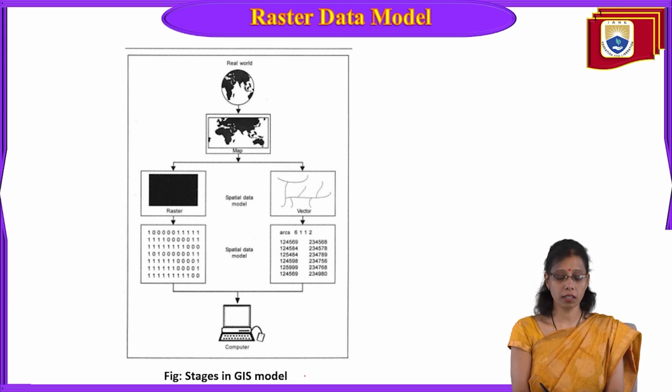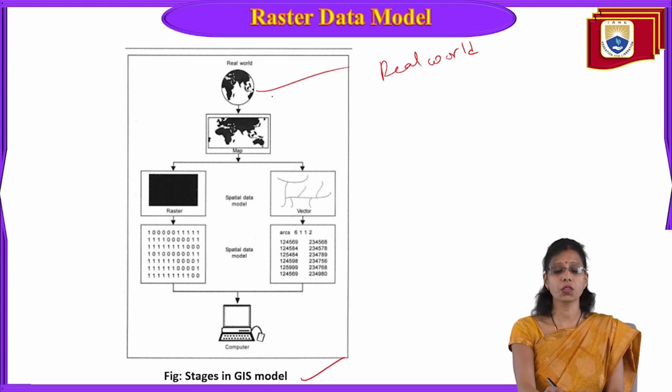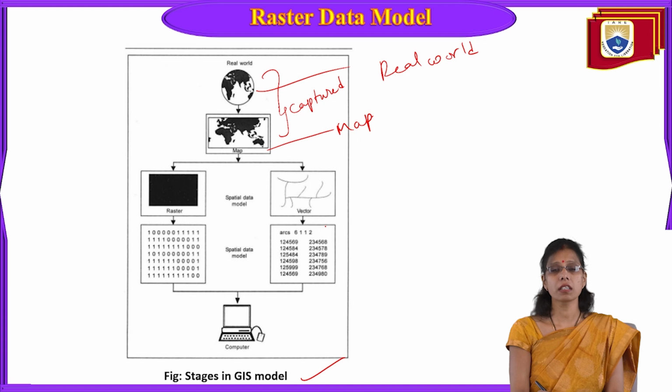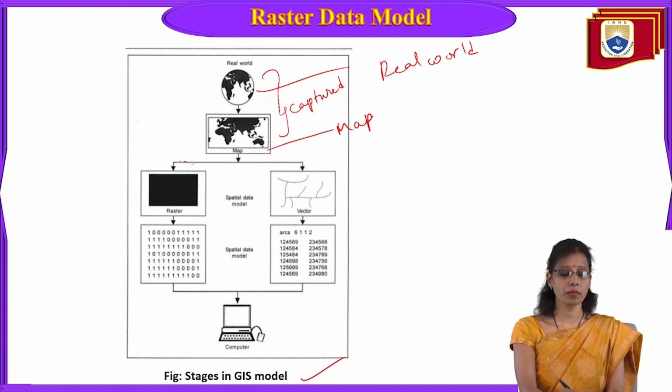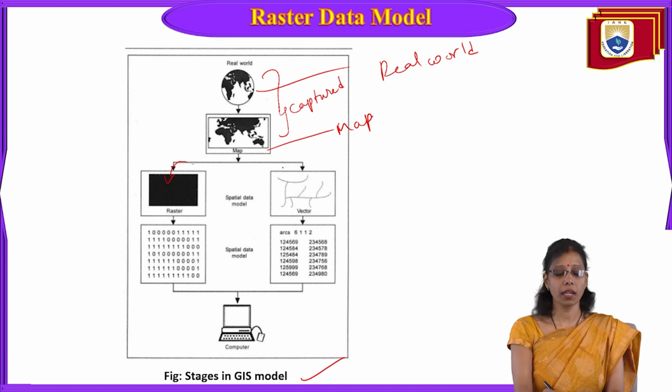So these are the stages of the GIS models. Here is our real world. Real world means actually how the world looks like. From the real world it is captured, captured in the form of a map, right? Later this map is converted into raster, here is the raster, and vector. So here is the vector.